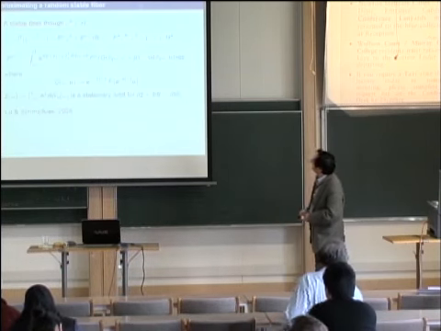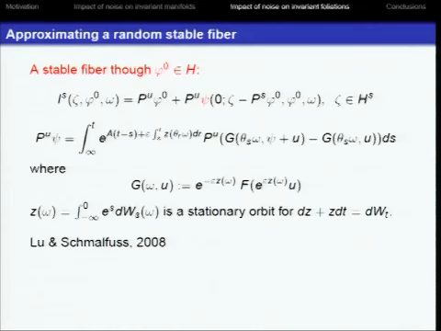Now this is the starting point. From the setup in Lu and Schmalfuss, the random fiber goes through a reference point. The fiber through this reference point can be written in terms of these two terms. The first term is nothing; it's just a projection. So the second part is what we care about here.